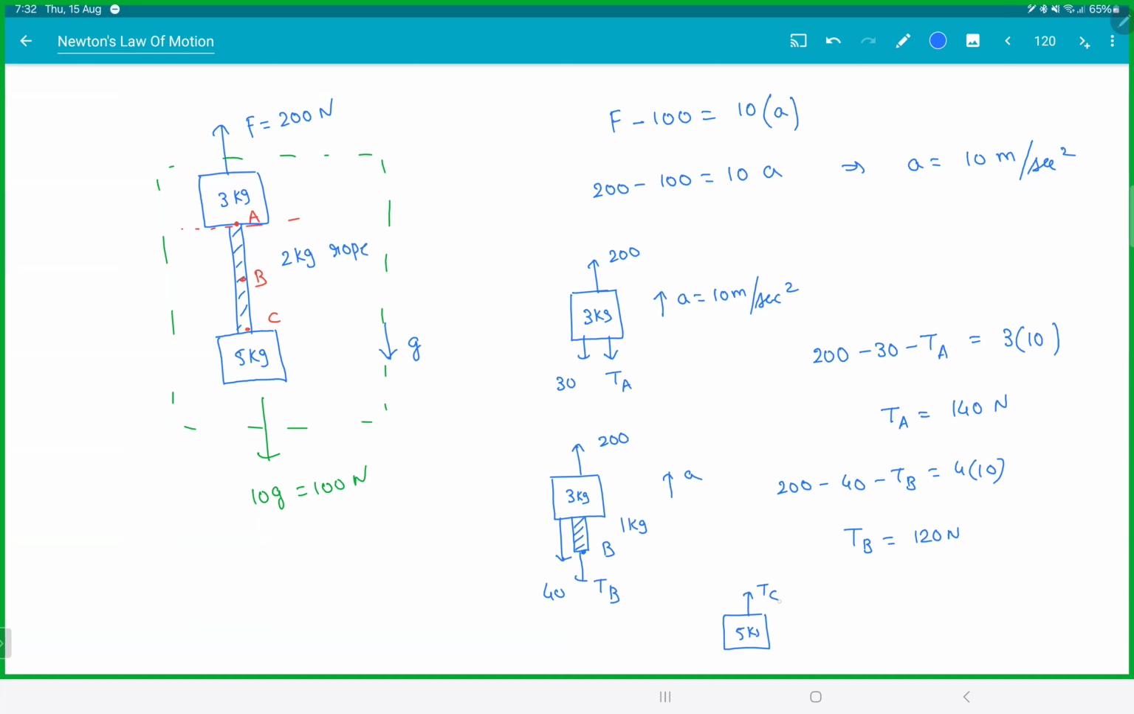I'm going to draw the FBD for C, the last piece. 5 kg. This is TC. This is 50, and this is acceleration. TC minus 50 is equal to 5 into 10.